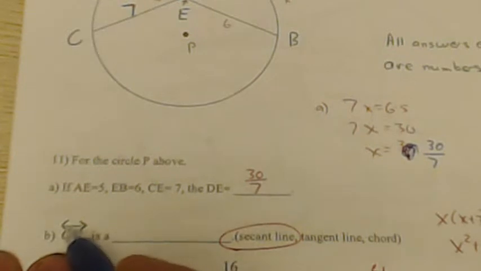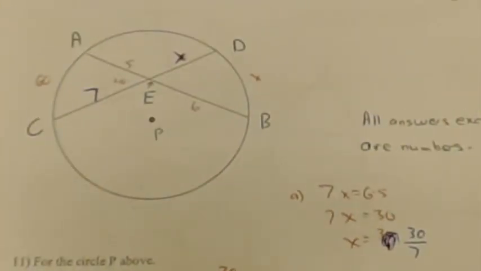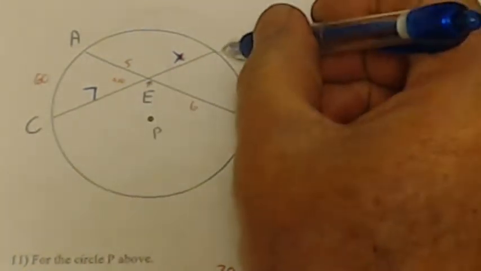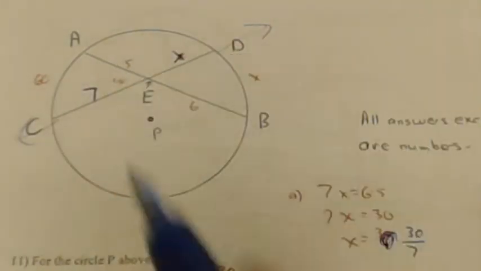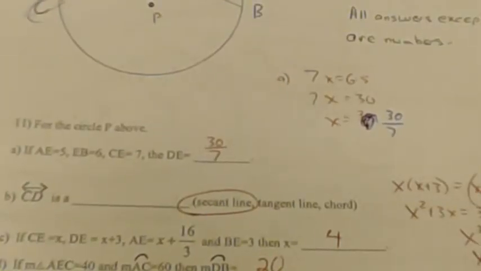Now here's a key. It's a line. We have two special types of lines in this chapter, secant lines and tangent lines. Secant lines intersect circles in 2 points, tangents only 1. We can see that line CD, if it was extended there, you'd have line CD. Then line CD is a secant line because it intersects the circle in 2 points. So your answer there is secant line.